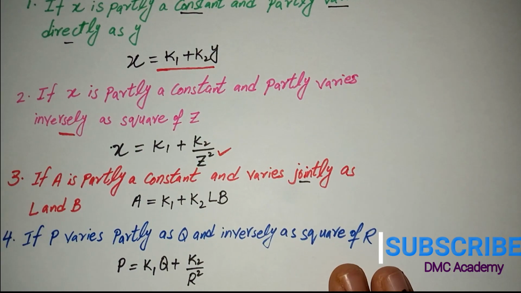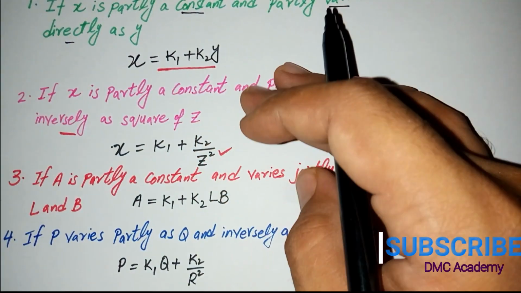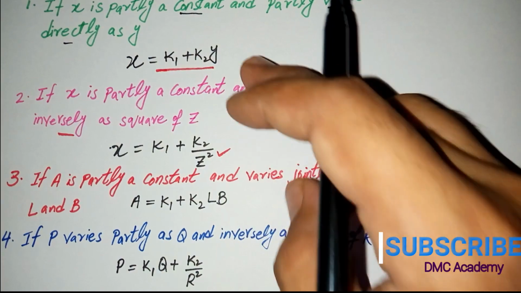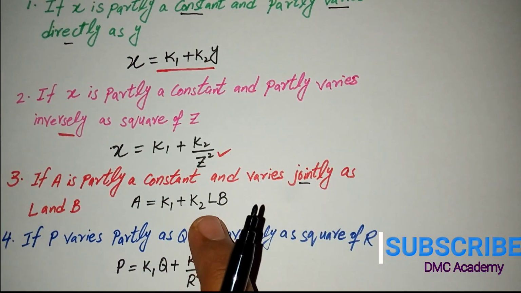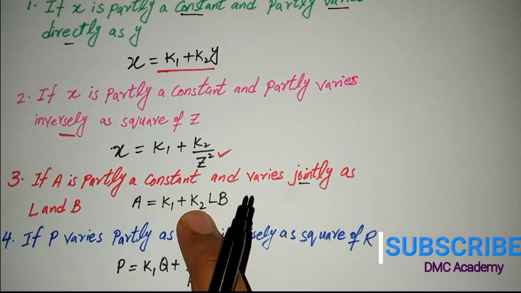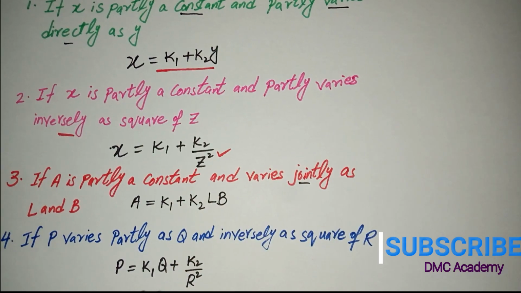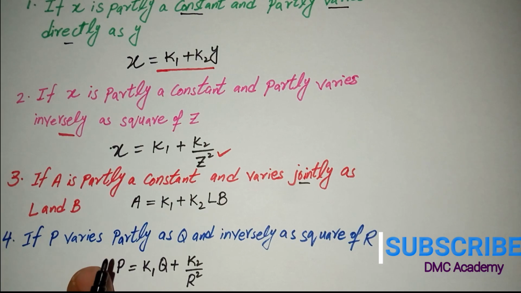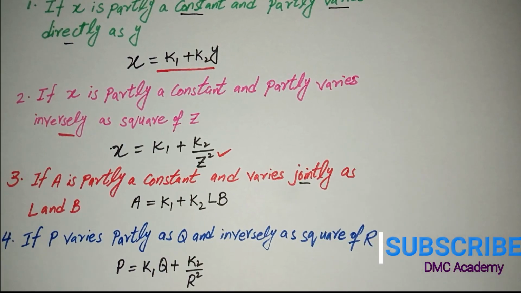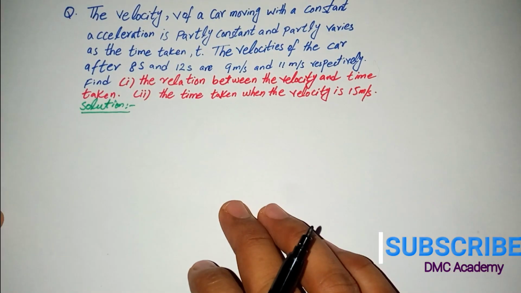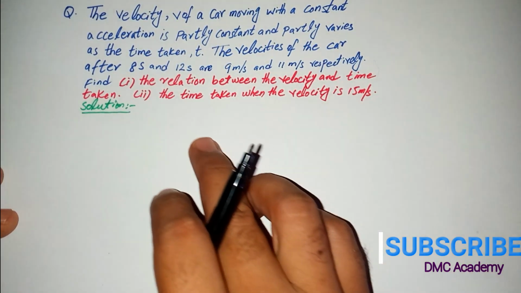So now all the possible situations for all the examples we have discussed here, from number 1 up to number 4: when they say the product, we will write both of them with one of the constants. When they say varies partly directly to Q and inversely to another alphabet, then we will write them separately with both of the alphabets. Now let us see some of the questions of partial variation. Question of partial variation is over here.